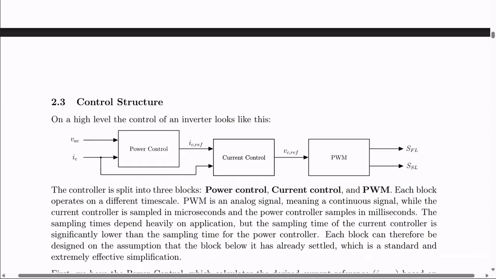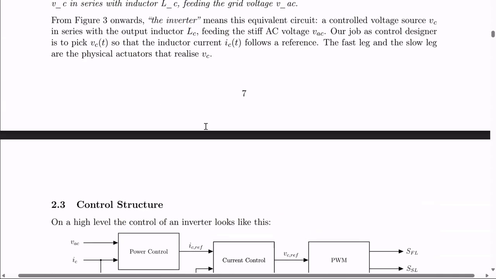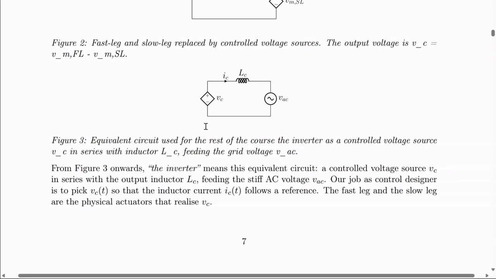The next block is the current controller, which we have here. It takes in the reference current and the actual current to find the reference voltage that we desire. It also takes in other measurements, but they are not as important. I've only chosen to have the most important ones here. The way that it works, if we look at a simplified model of the inverter, is that this is basically an inverter: we have a voltage source behind an inductor. From this circuit, it is not hard to find the voltage that would give the correct current.